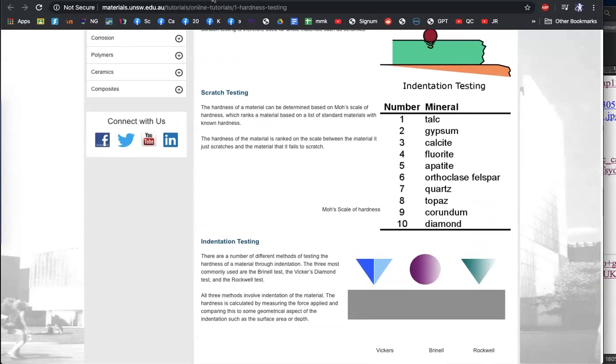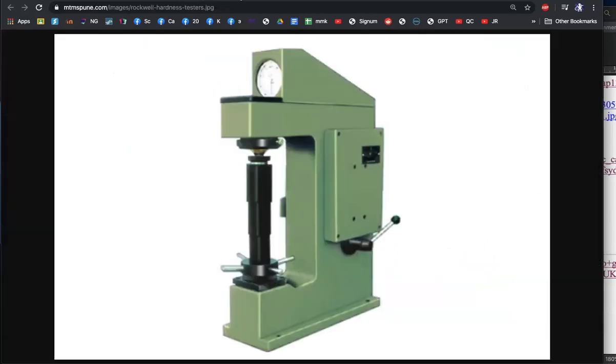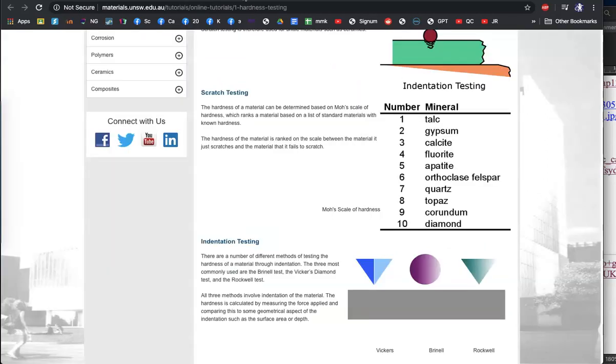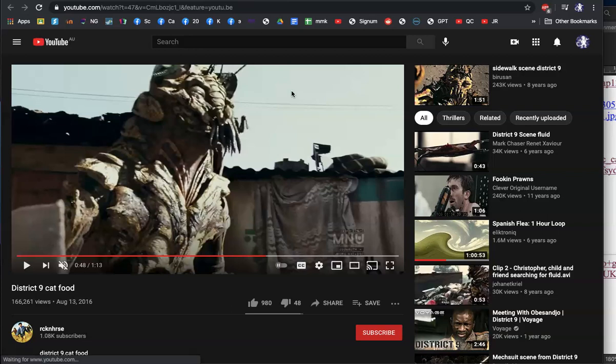Now, what is the comparison between these? Let's have a look. So that's a Rockwell tester. We saw that. The next one we talk about is the Vickers test.